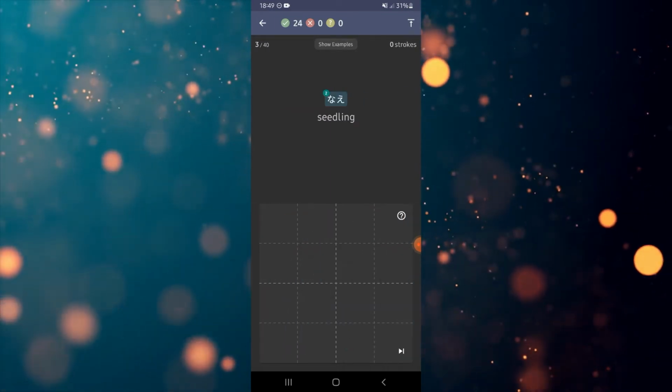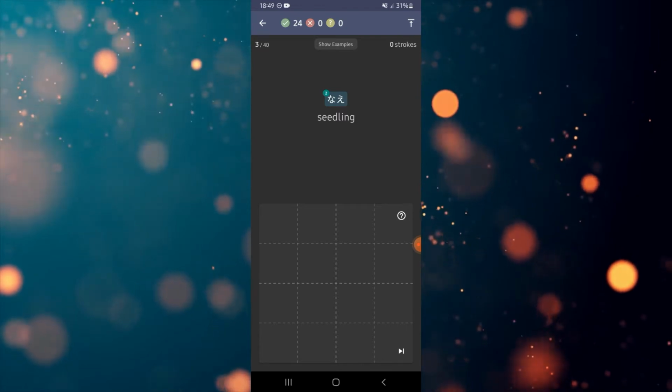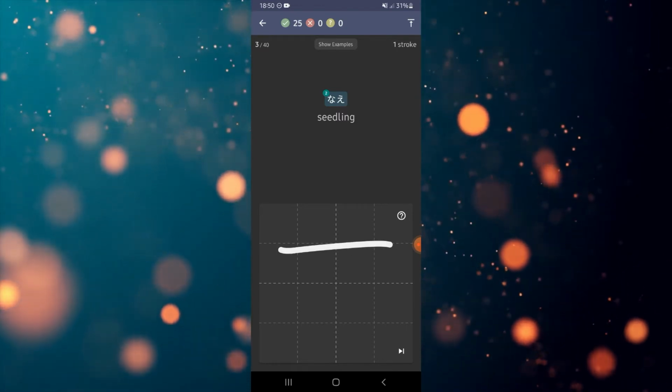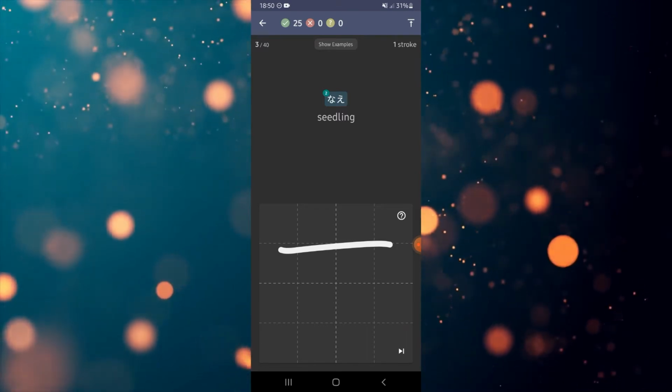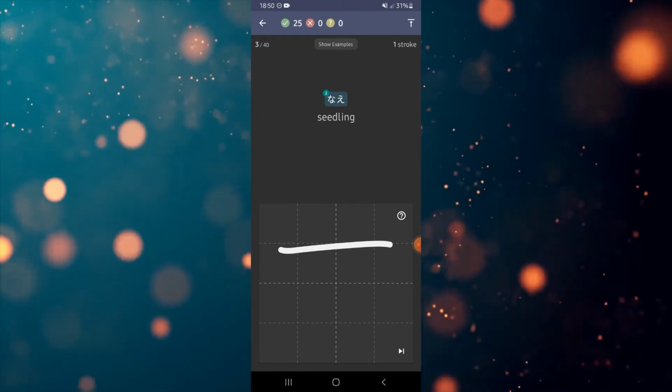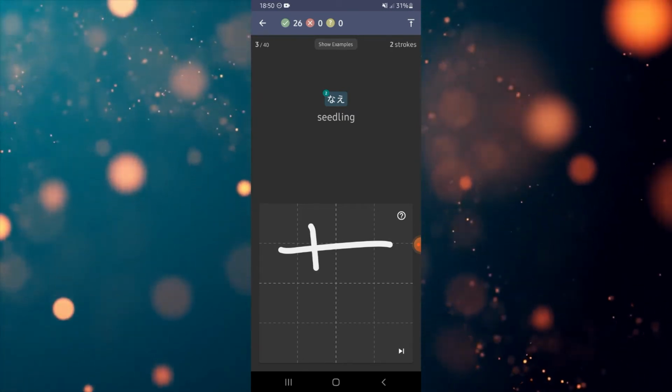Seedling. So this is a young rice seedling growing in the rice field. A young flower of a rice seedling growing in the rice field.